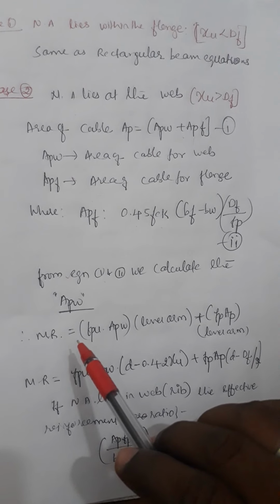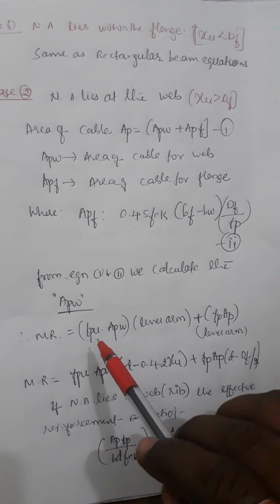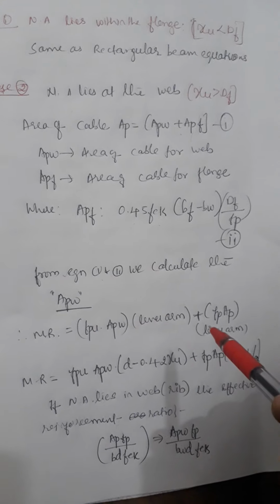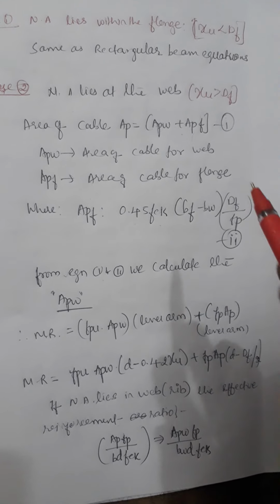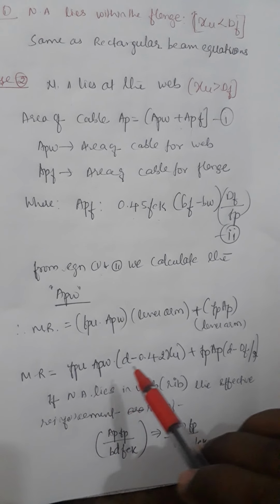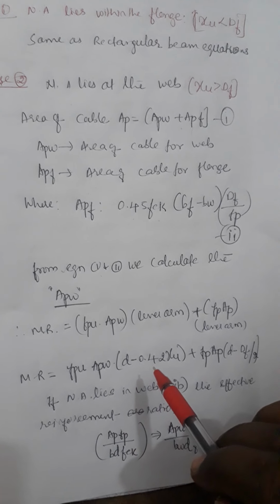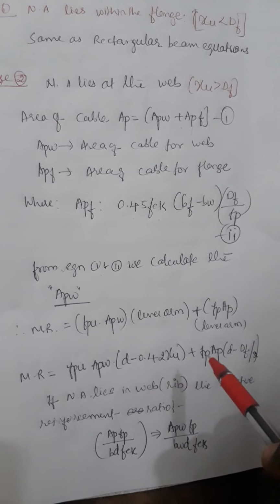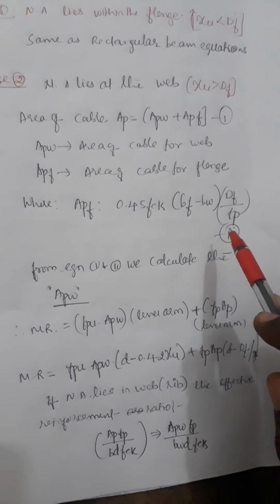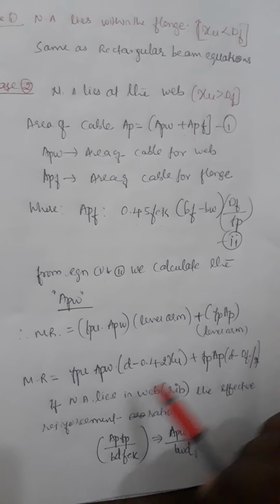So the moment of resistance Mr equals fpu into Apw into lever arm plus fp into Apf into lever arm. So that is nothing but Mr equals fpu into Ap into d minus 0.42 xu plus fp into Ap into d minus Df divided by 2.